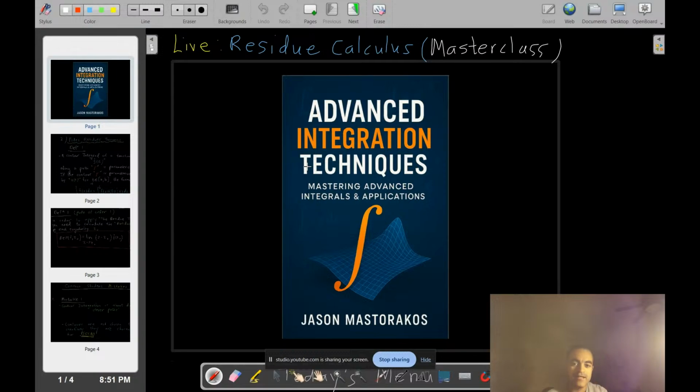And also I want to discuss this because it's from my book, Advanced Integration Techniques.